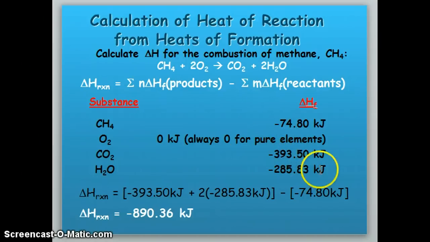And then you would take the sum of the products, which is right down here, and you subtract the sum of the reactants. So the heat of reaction for this particular equation is negative 890.36 kilojoules. That's how much energy is given off from the burning of 1 mole of methane.